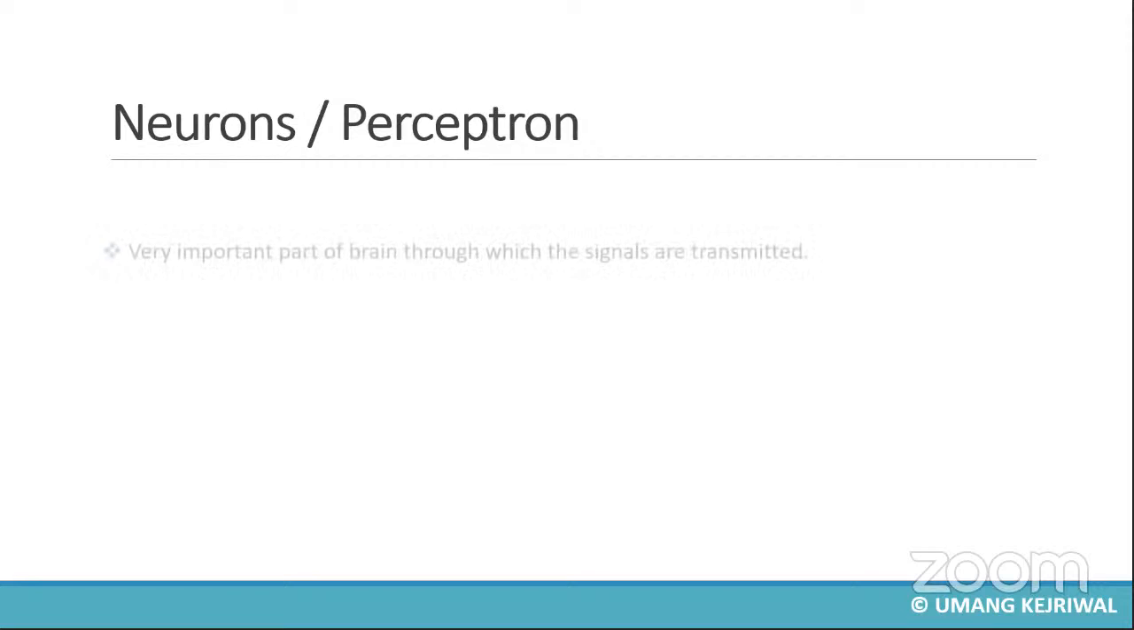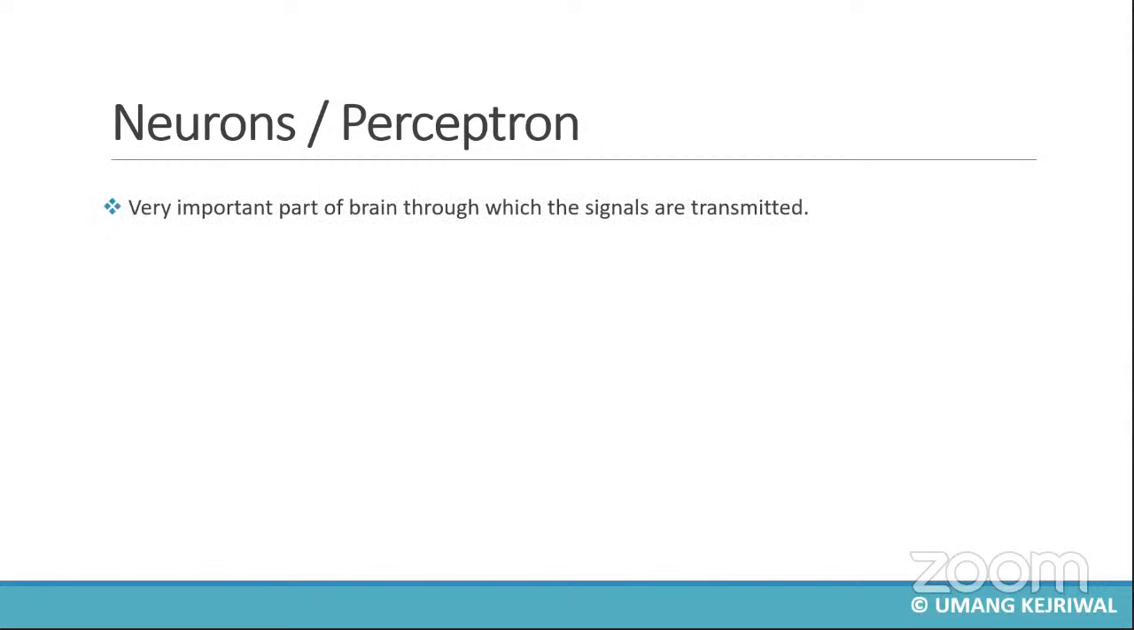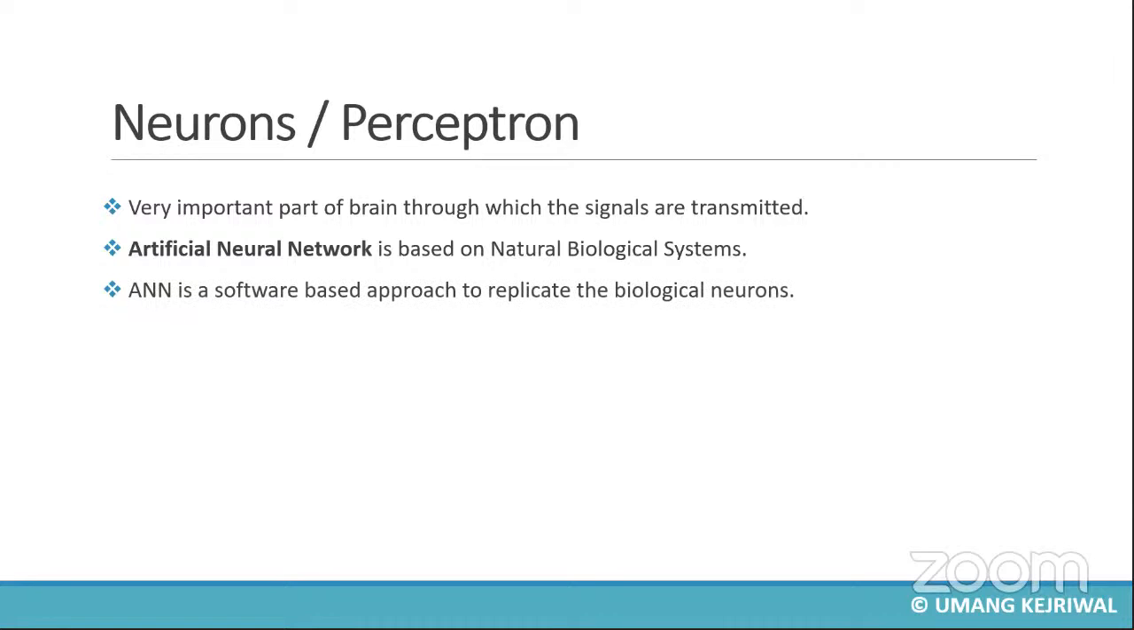Okay, so basically, neurons are a very important part of the brain through which the signals are transmitted. Artificial neural network is based on the natural neural biological system, I mean the biological system that we have in our brain. Artificial neural network is a software-based approach to replicate the biological neuron. Just whatever I just told, the same thing, that we are replicating the biological neurons.